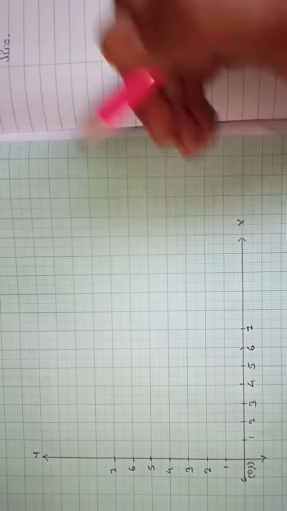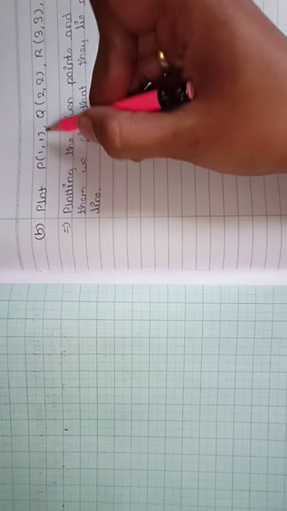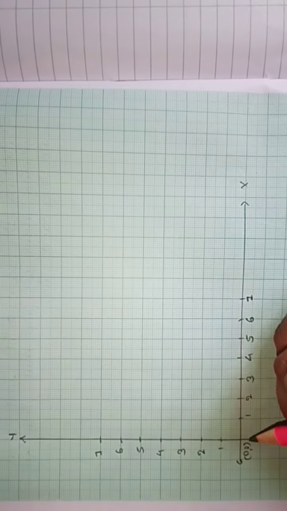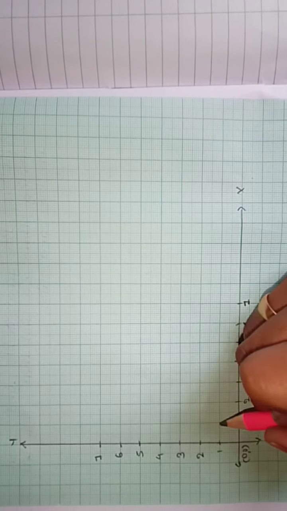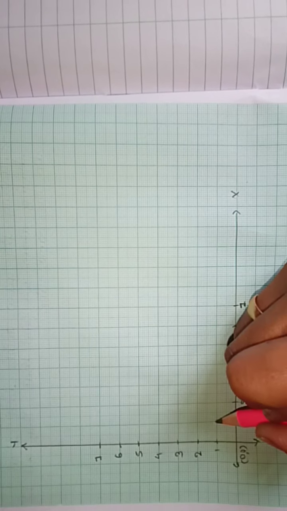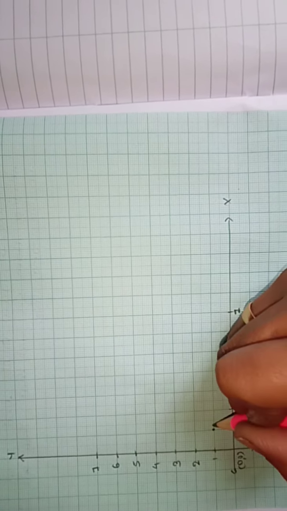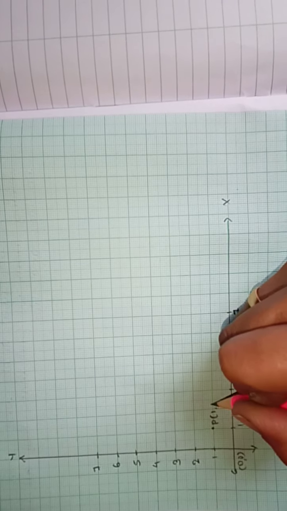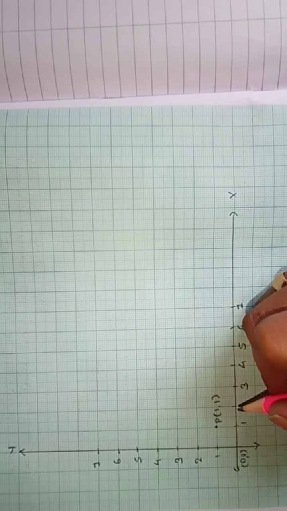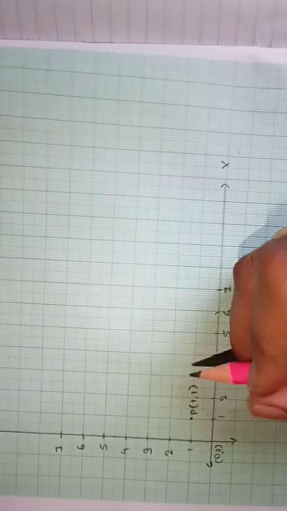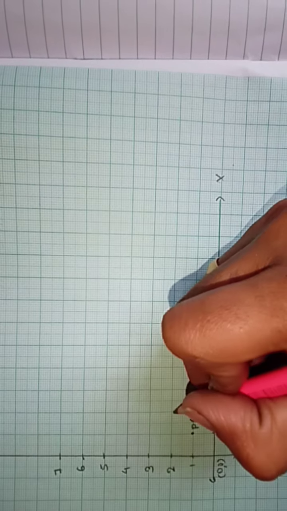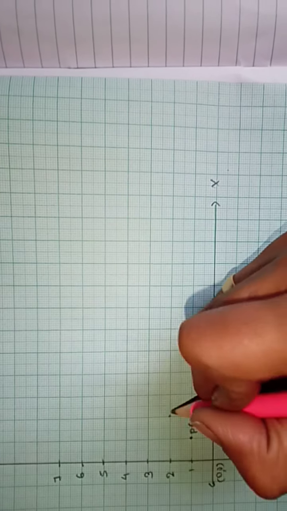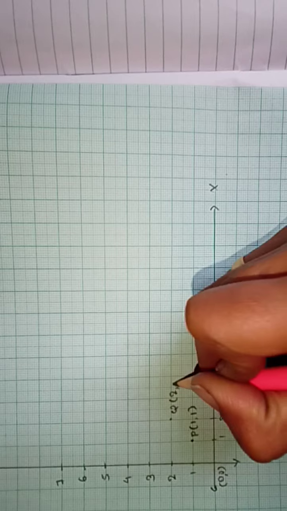So the first point is P, which is (1, 1). On the x-axis we will go 1 here, and 1 on the y-axis, that is up. So here we will plot the first point, P (1, 1). This way we have to plot it. Now second is Q (2, 2). So 2 is here on the x-axis and for y we will go up. So here it is Q (2, 2).